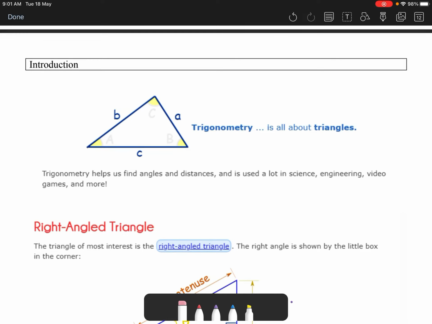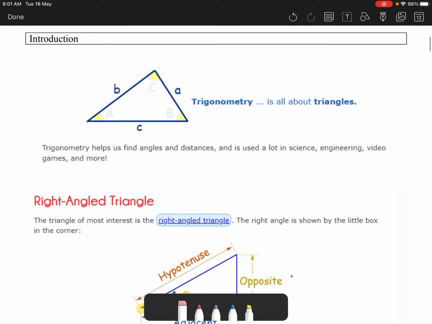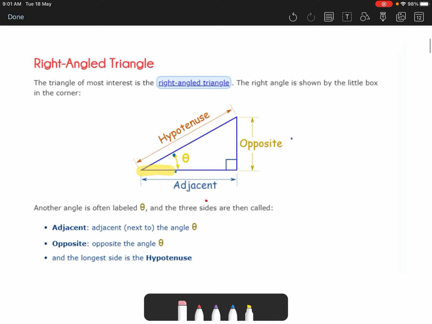Okay, so today we'll go to a new chapter called Trigonometry. Trigonometry is all about triangles. It's either we find the length or find the angle, the unknown length or the unknown angle. Of course, we are more interested in dealing with the right angle triangle.